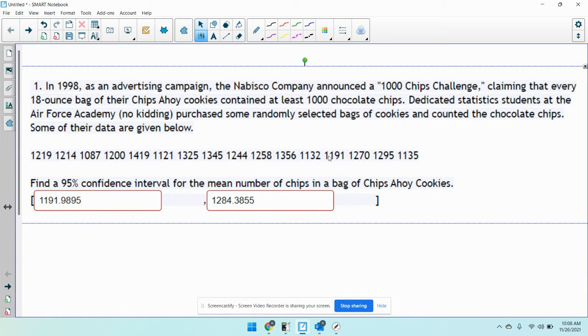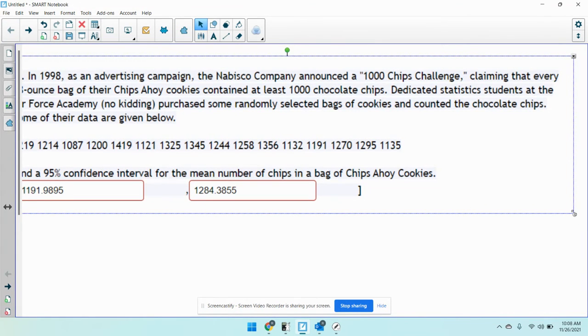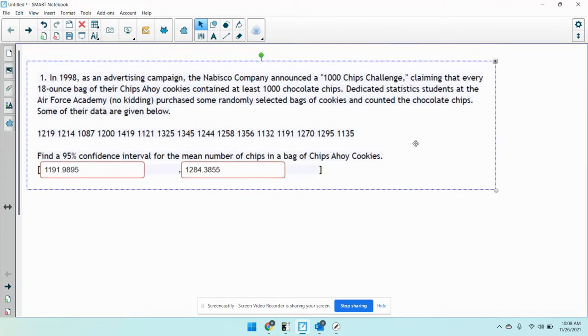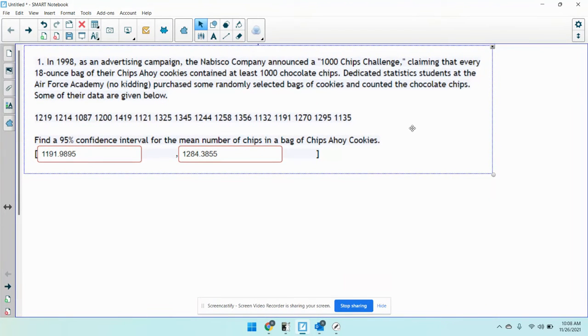Okay, so we have this question here. You said in your email someone mentioned a t-table. You can use a t-table if you were going to do this by hand, but we're going to use the calculator to do all that for us. So there's no need for a t-table.